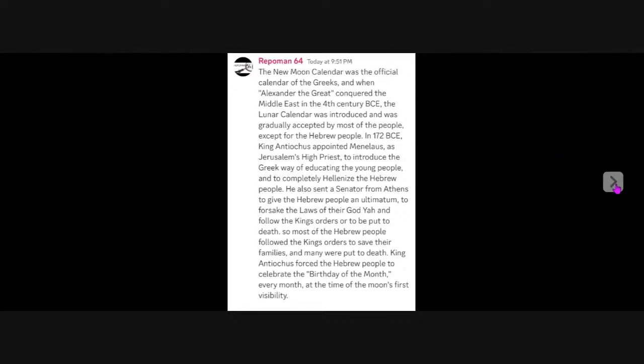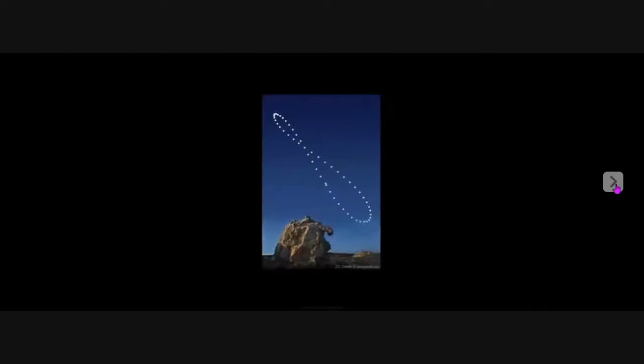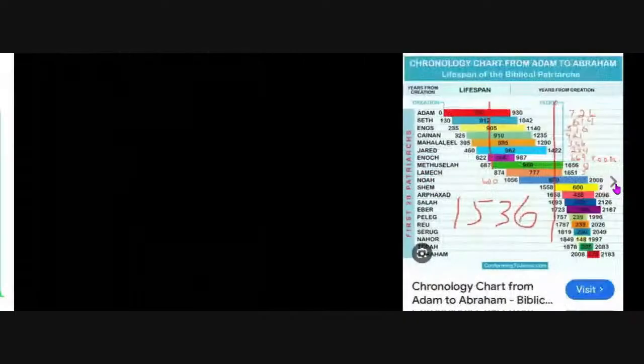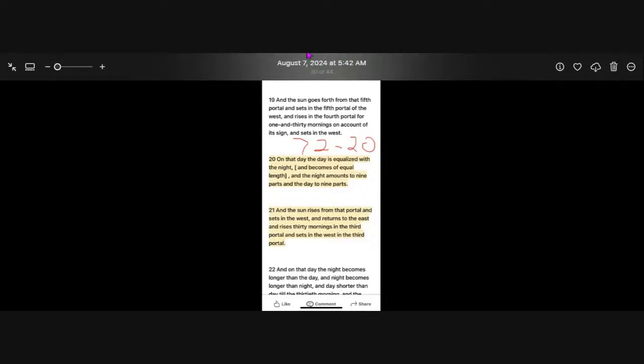Let's see here. What do I got next? Not that blank screen. Oh, I got blank screens now. Oh, there we go. Okay, now, all right. So how do I go full screen again? Here.